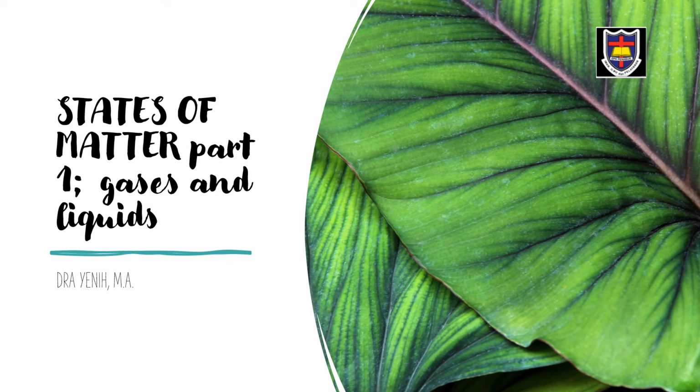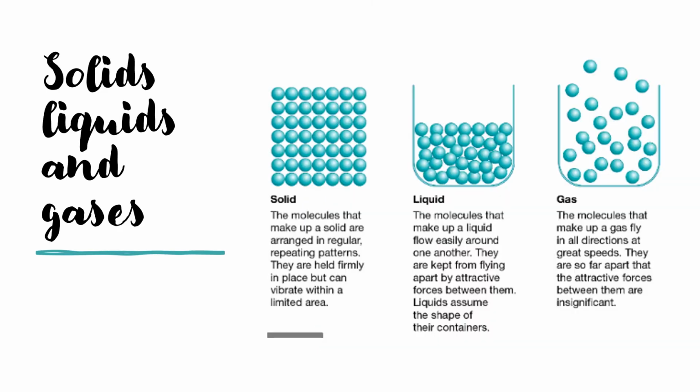Our topic right now is Chapter 5, States of Matter, Part 1, Gases and Liquids. In liquids, solids, and gases, the particles of solids are arranged in regular repeating patterns. They are held firmly in place but can vibrate within a limited area.